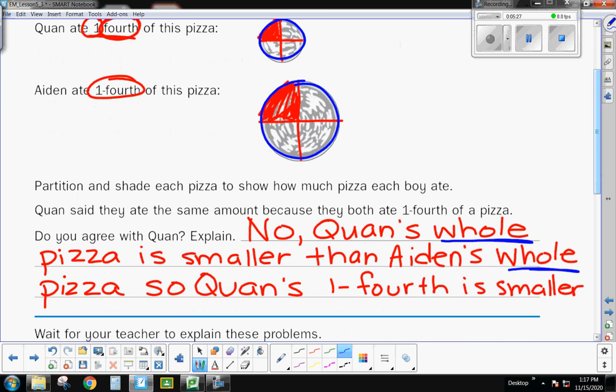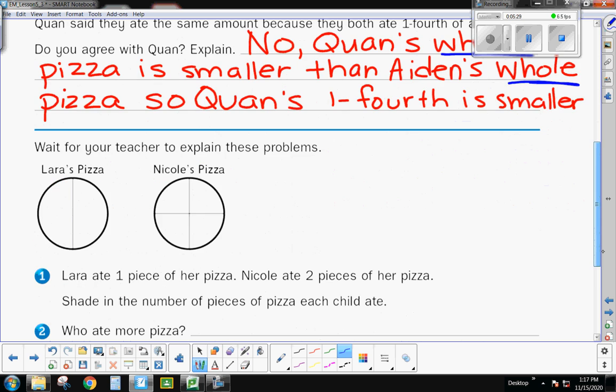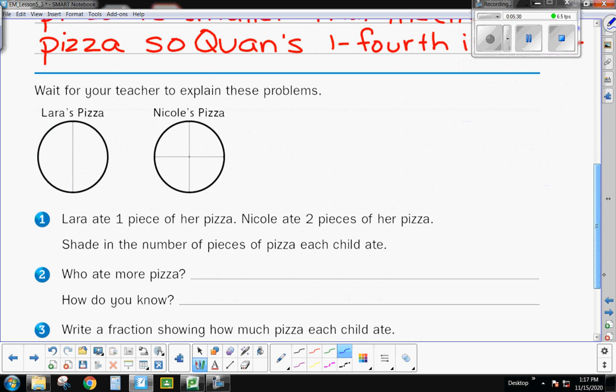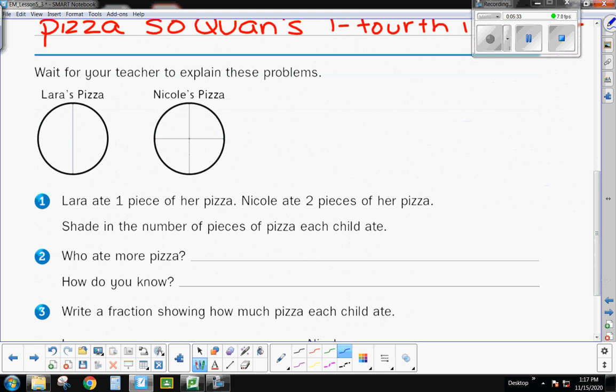All right, so now let's look down at the next one. It says Laura ate 1 piece of her pizza. So let's go ahead and shade in 1 piece of Laura's pizza. And then Nicole ate 2 pieces of her pizza. So let's go ahead and shade in 2 pieces of Nicole's pizza.